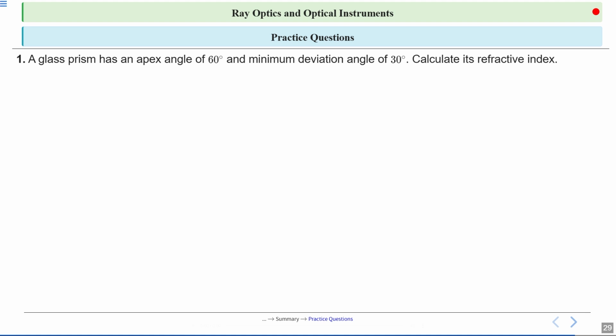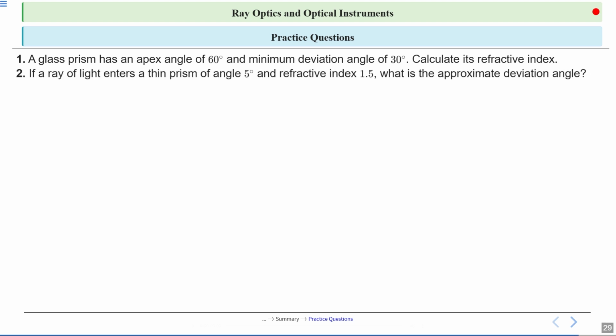So there are some practice questions. First question is, a glass prism has an apex angle 60 degrees and minimum deviation of 30 degrees. Calculate its refractive index. Now let's move on to the second question.